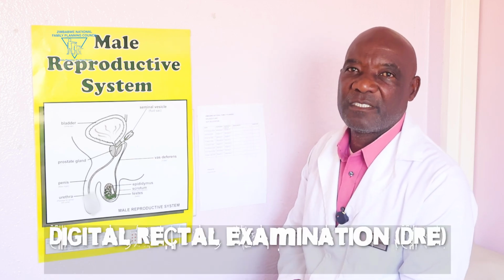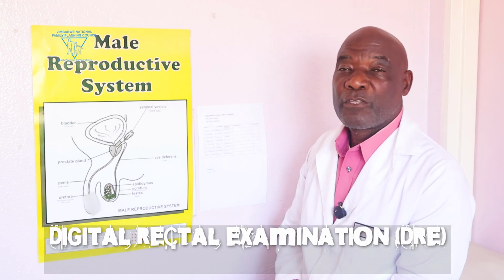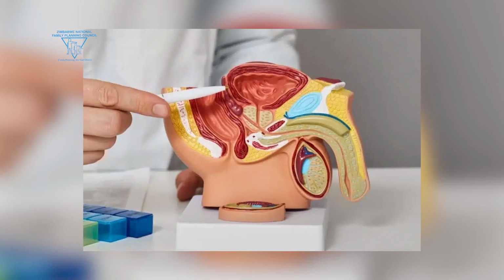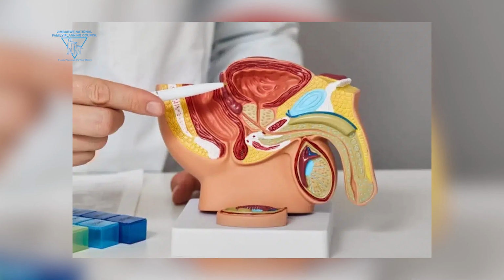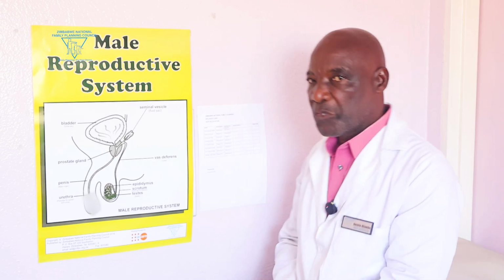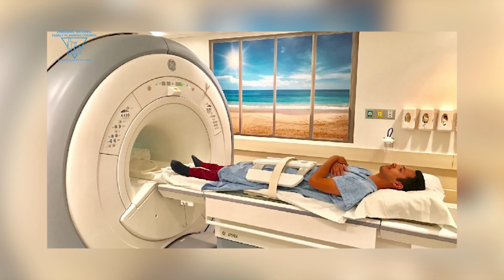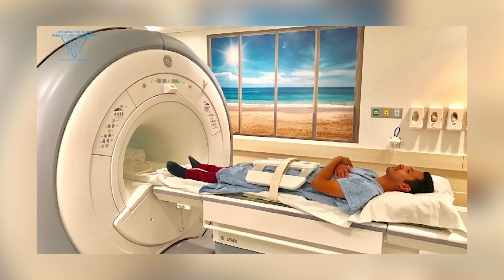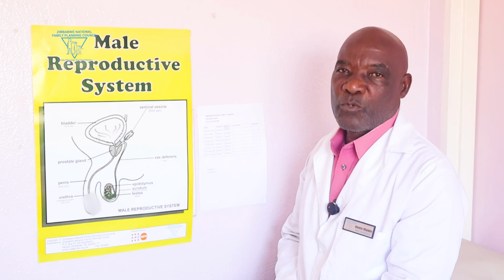The second test is what we call the DRE, which is digital rectal examination. The doctor will use his or her finger through the rectum, and then you palpate, or you feel for the prostate, whether it is enlarged or not. Then the other one is called the MRI or a scan. The scan will actually visualize the whole prostate and see whether it's enlarged or not. So those are the tests that can be done to determine whether you've got cancer or not.